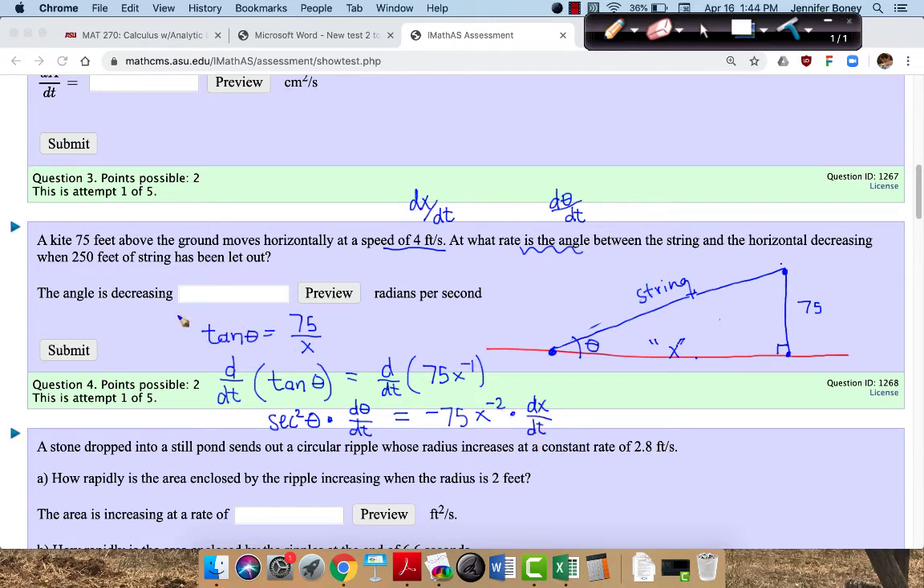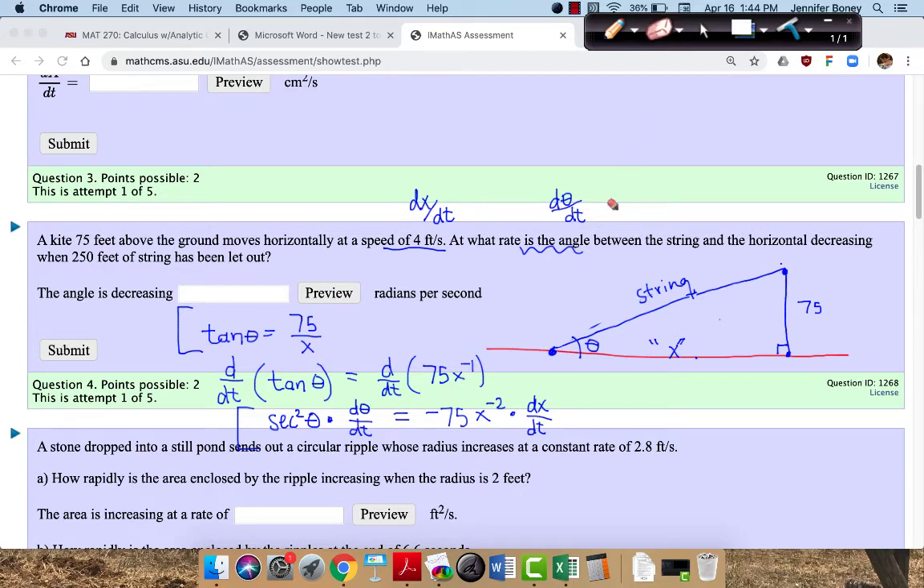So here's my quantities equation, relates some measurements in this setup. Here is a related rates equation. It relates the rate of change of x, the horizontal distance, horizontal speed of the kite, the value of x, the value of, well, not theta, but of secant squared of theta, and I can find that without worrying about what theta is, and the thing that I'm actually looking for.